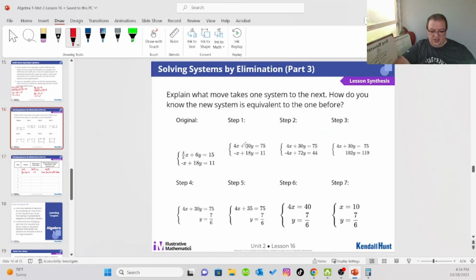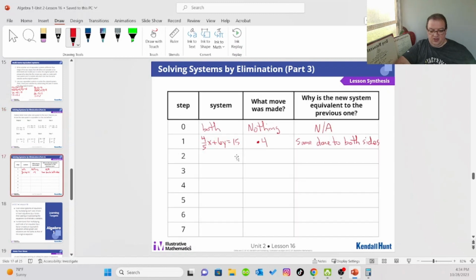Next, to go from step 1 to step 2, we multiplied the bottom by 4. Oh, and I messed up here. In this one, we multiplied by 5. So now we had the bottom multiplied by 4. And again, we did the same to both sides.